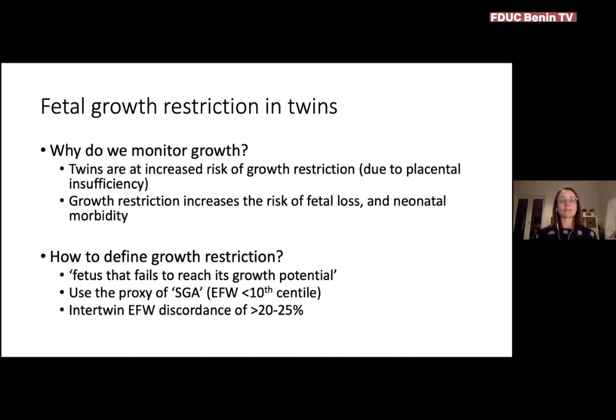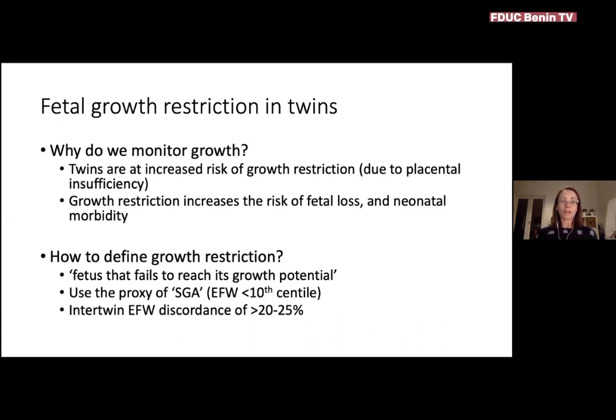But in twins, we do have the added advantage of a co-twin to compare the size to, and presuming that all twins come from similar genetic material and are housed in a similar environment in the same uterus, then we presume that their growth should be about the same, and particularly monozygotic twins who have exactly the same genetics should have exactly the same size.